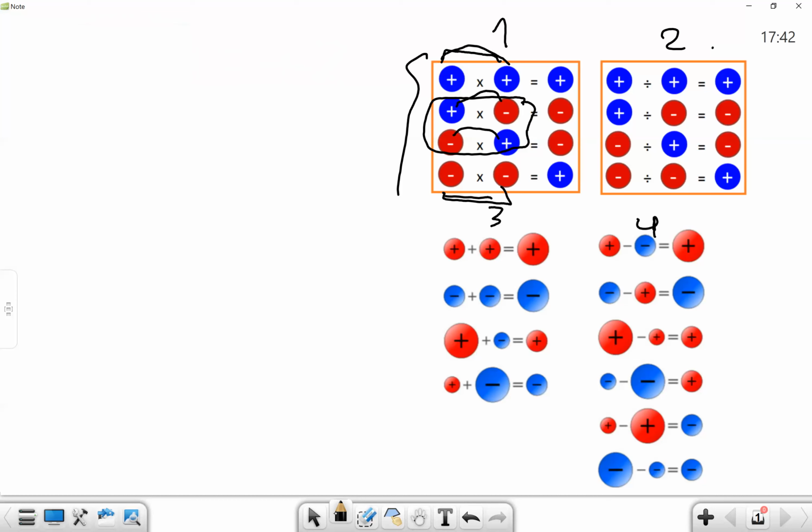As you see, guys, in picture 1, the rules of multiplication are the same as the rules of division. They are the same. The same sign equals positive, as you see here. The different sign equals negative.